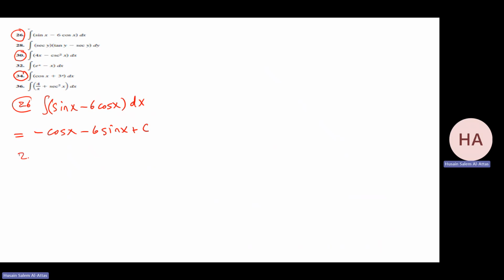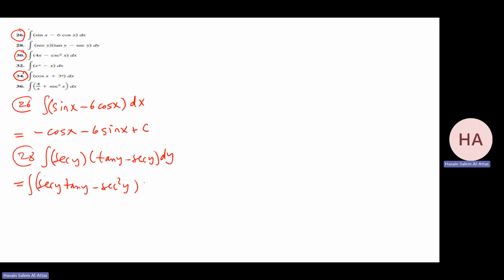Okay. 28. Integral of secant y tan y minus secant y dy. That will be secant y tan y minus secant square y dy. What's the function? Well, the derivative is secant y times tan y, that will be secant y. Secant squared, that will be minus tan y plus c. Don't forget plus c.